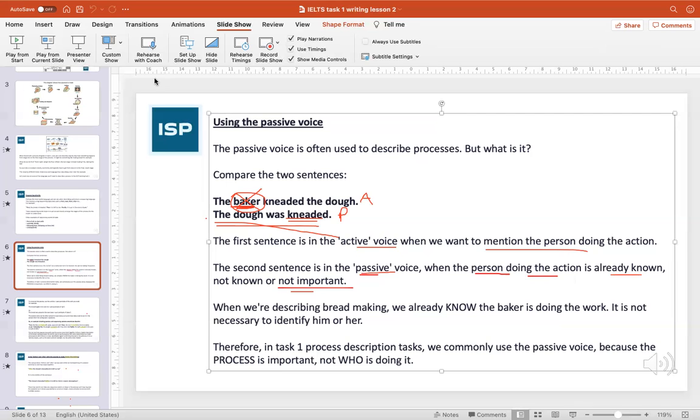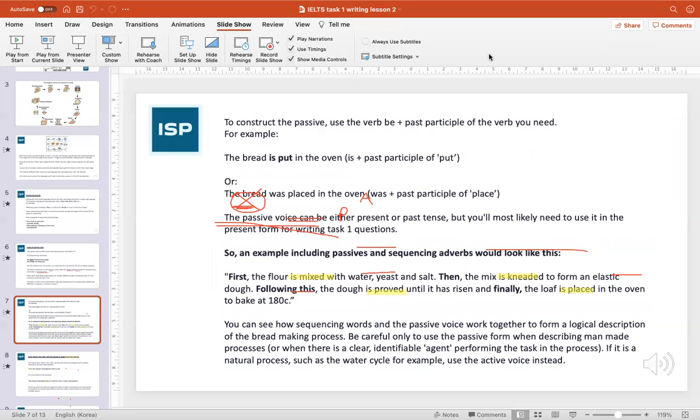Okay, and of course, in a process, that's the key, what's going on, right? So it's all about making the process clear. Okay, making the steps clear by using the adverbs, making the actions clear by using the passive voice, right? So to make the passive, just very quickly, we use the verb be, and a past participle. Past participle is the third form, all right? So for example, eat, ate, eaten. That third form is the past participle, right?